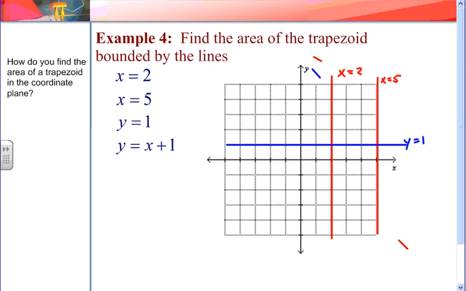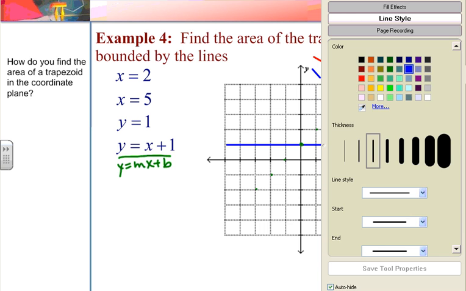Now lastly, we want to graph the line y equals x plus 1. So this is in slope-intercept form. The intercept is positive 1, right here, and the slope is 1. So we'd go up 1 over 1 to plot more points on the graph. So let's fill in that line.